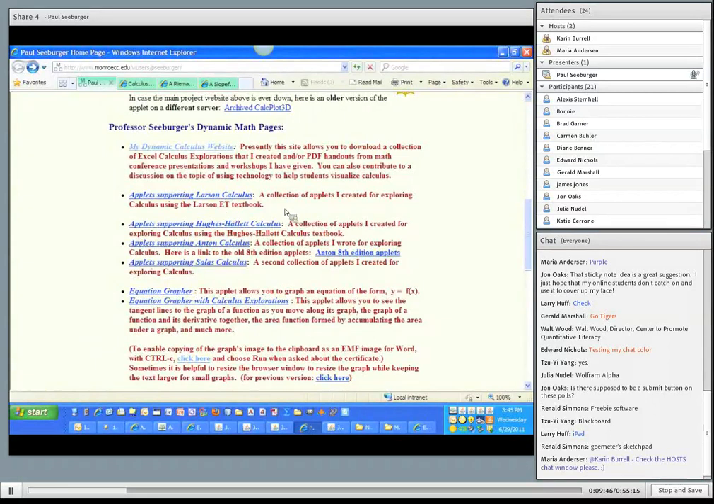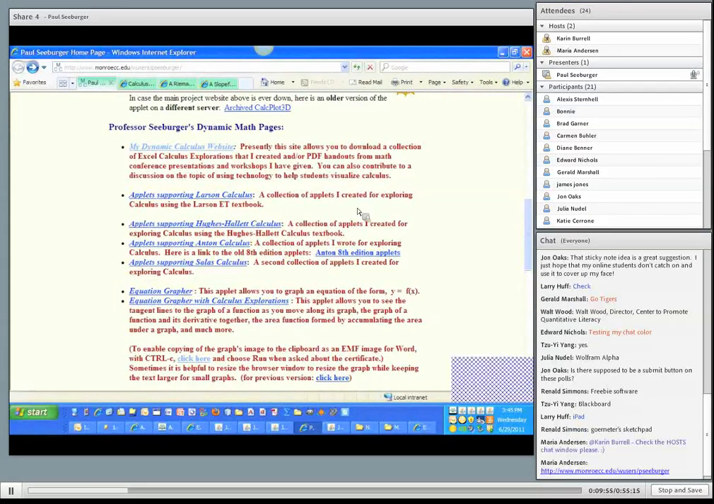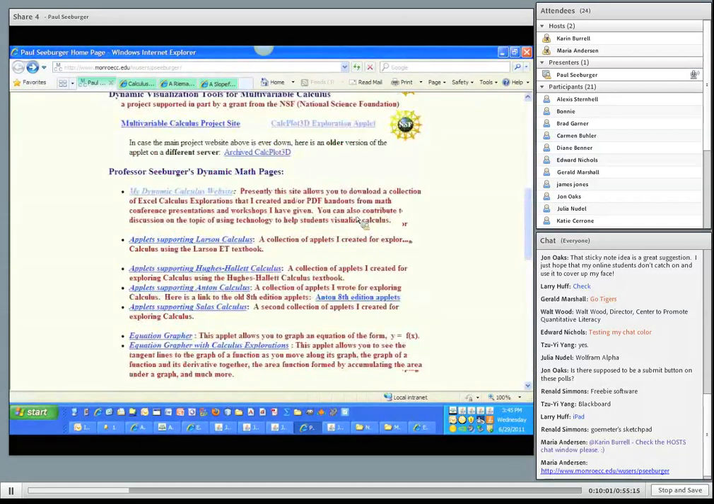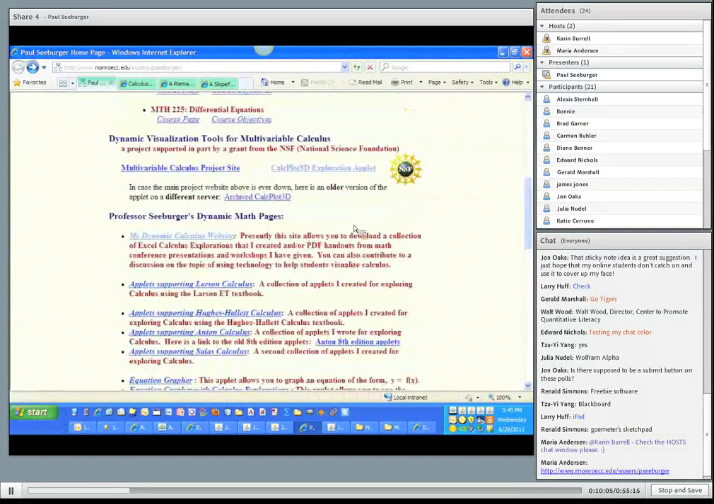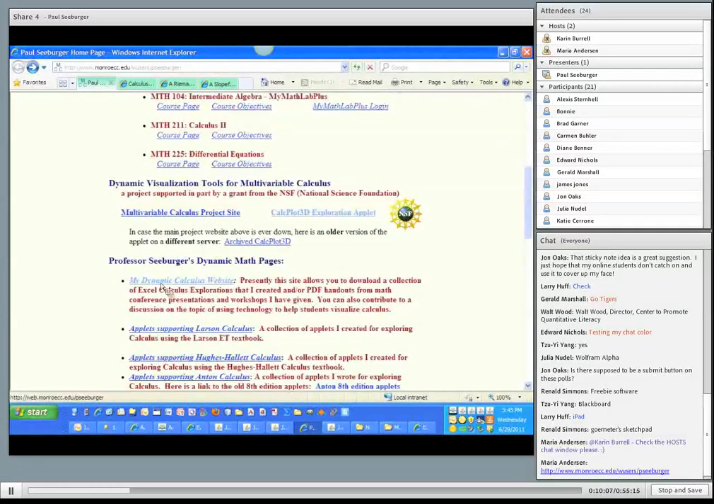Now, to focus on some things you can do with calculus here, I'm going to zoom in, and then I'm going to go down to this graph only line and show the derivative graph and the tangent line. Here, if you then click on the graph and move along it, you can see the tangent line and the derivative graph and make connections between the two.